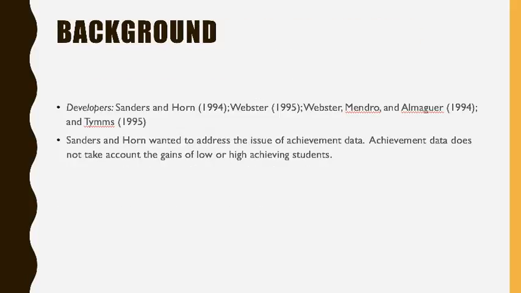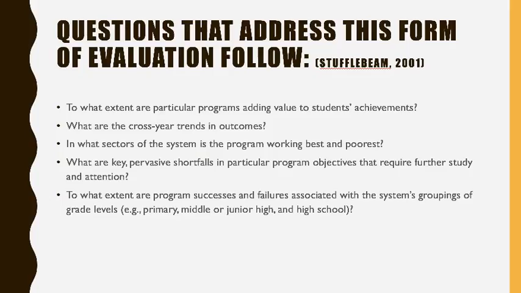Basically, it was developed in 1994, 1995. Sanders and Horn wanted to address the issue of achievement data. Achievement data does not take into account the gains of the low or high achieving students. It looked purely at where a student ended the year and not how much they had grown, and they wanted to address this issue. Questions that address this form of evaluation are as follows from the Stufflebeam text.